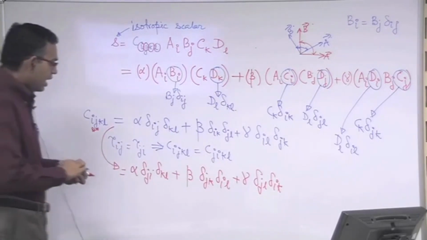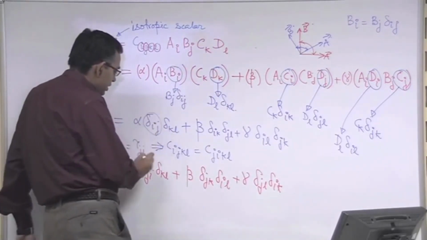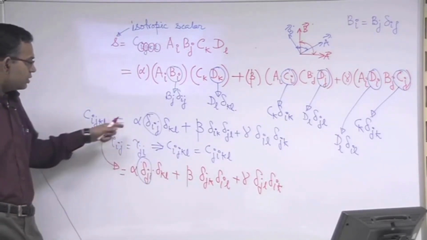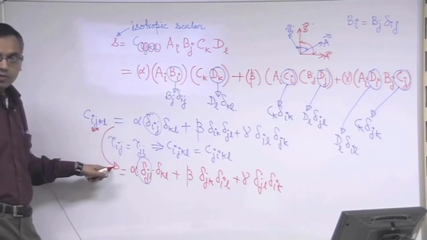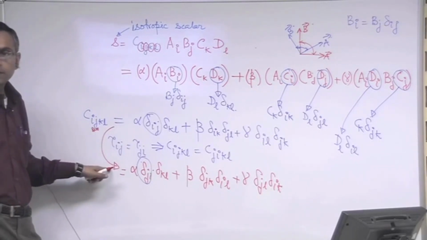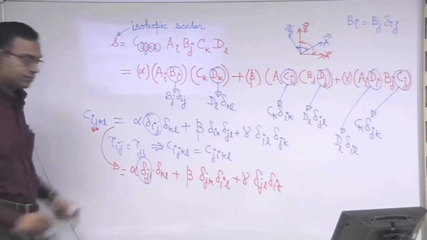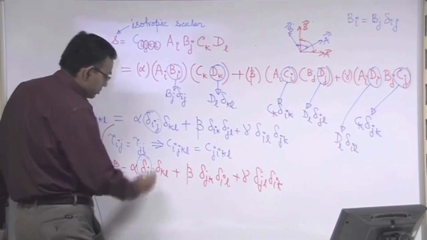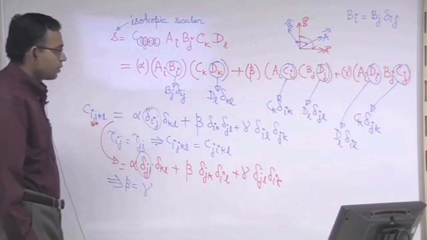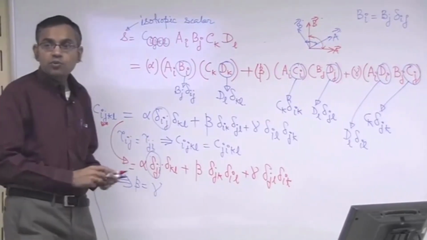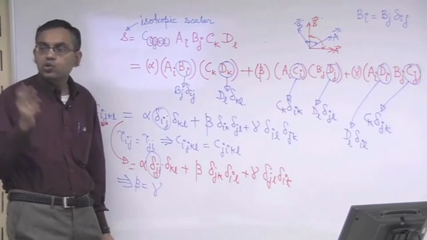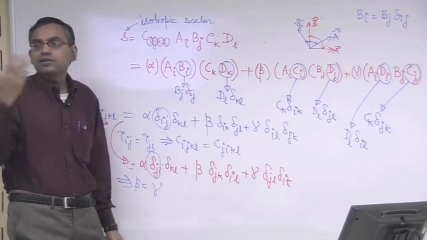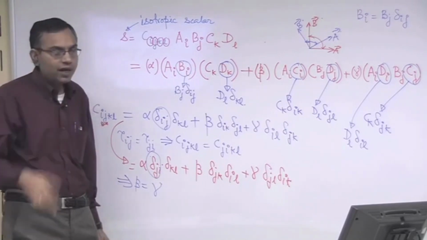Now delta ij and delta ji are the same, it is a symmetric tensor. So if these two are equal, what follows? Beta is equal to gamma, right. So we have brought down the number of constants to two, alpha and beta, and gamma is the same as beta. So alpha and beta.